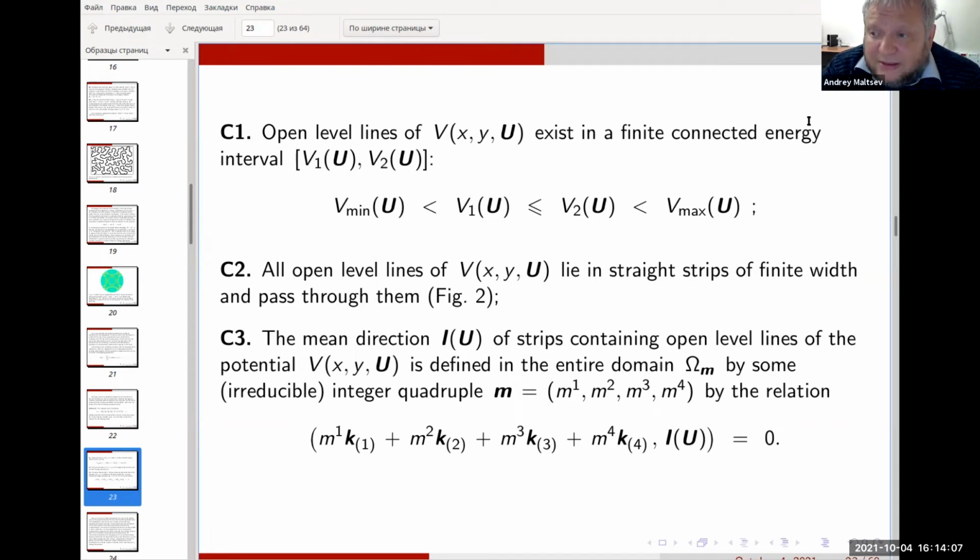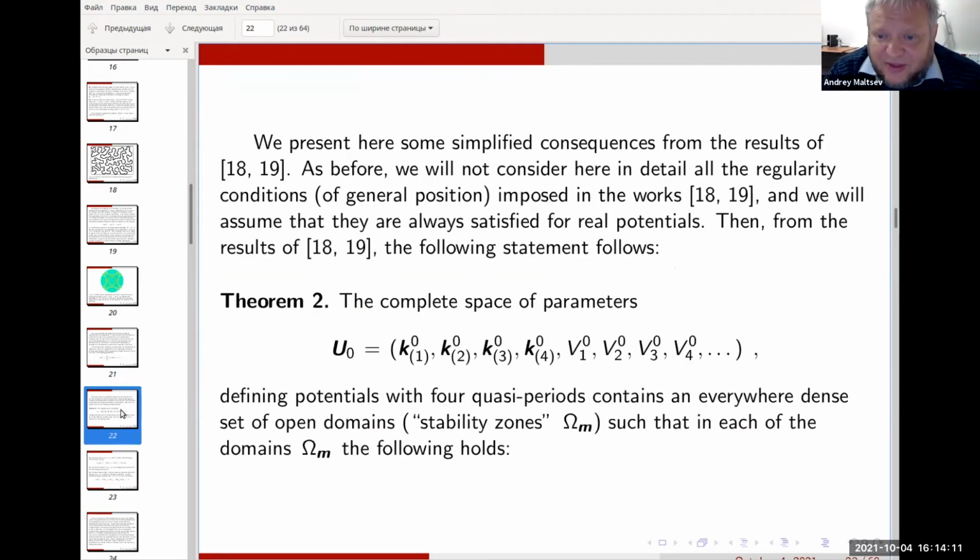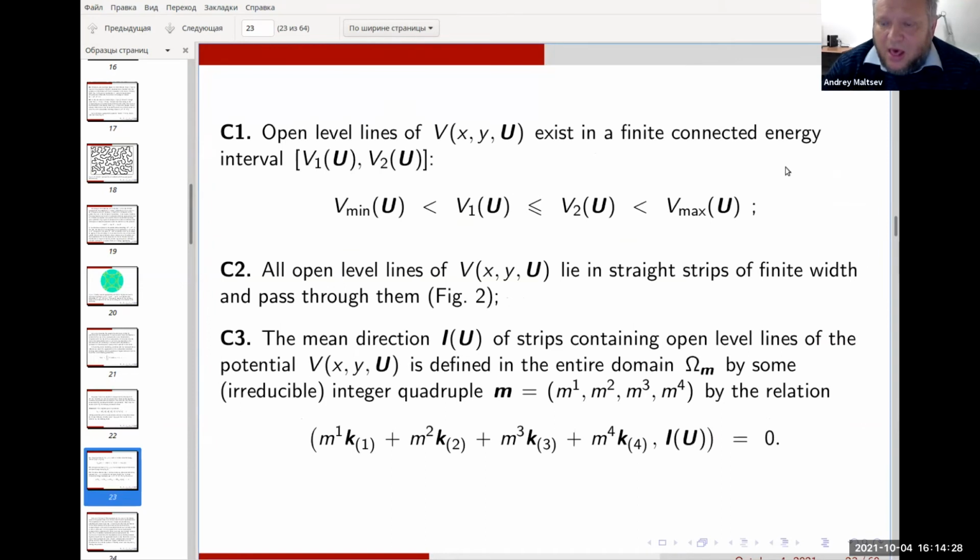Now we make the following statement. In the space of parameters, we have a set of open domains, and it represents a union of domains with piecewise smooth boundaries, such that in each domain we have the following thing, inside the domain, except the boundary.